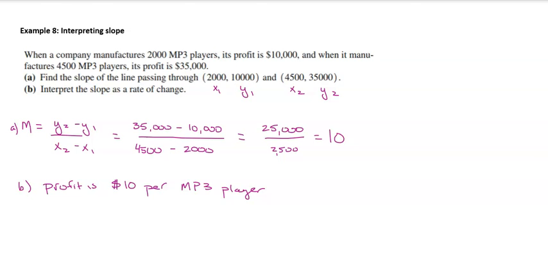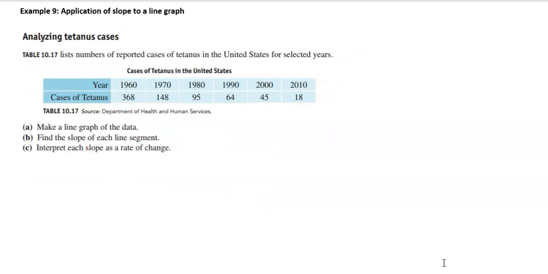All right, we've just got one more left. Okay, this is my last example. Application of slope to a line graph. This one was a little bit weird, and I wanted to show it to you. This table lists the number of reported cases of tetanus in the United States for these years. They first ask us to make a line graph of the data. What that means is this isn't a perfect line. It's not a scatter plot, it's a line graph.